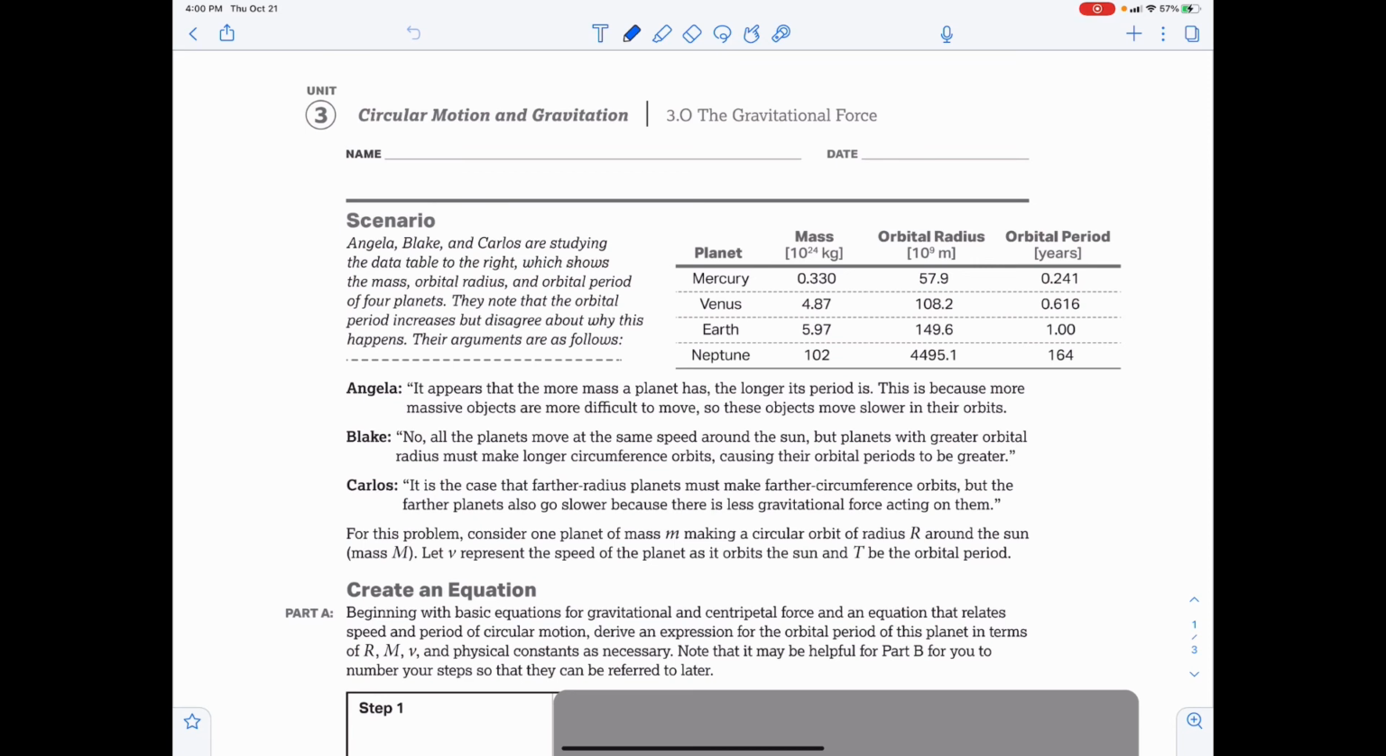For this problem, consider one planet of mass m making a circular orbit of radius r around the sun of mass big M. Let v be the speed of the planet as it orbits the sun, and t be the orbital period.